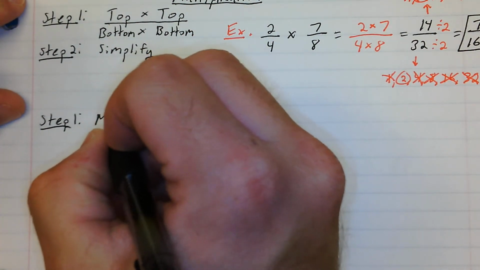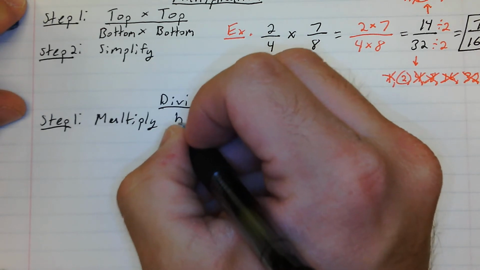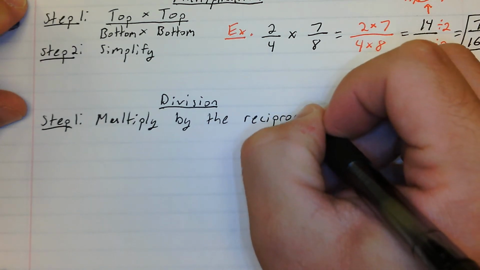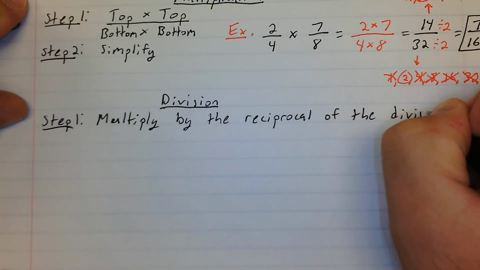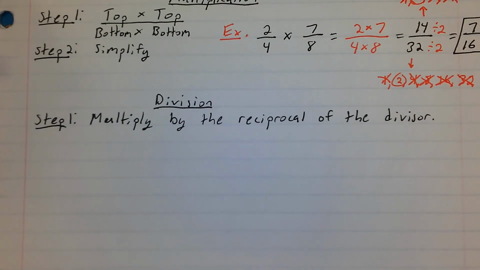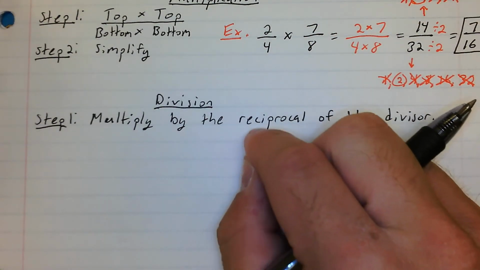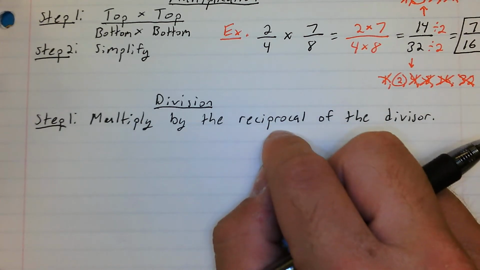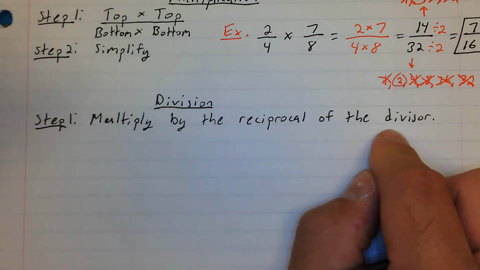Step 1, you are going to multiply by the reciprocal of the divisor. Now to put that in simple terms, reciprocal means flip, right? So whatever I have on top will move to the bottom, whatever I have on bottom will move to the top. So all reciprocal means is flip. Divisor means the number that you are dividing by, or the fraction you're dividing by. So that would be the second fraction.